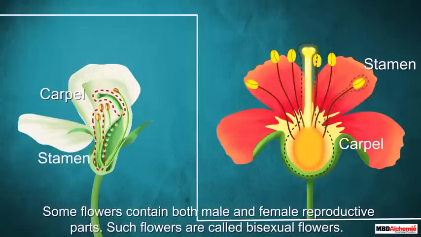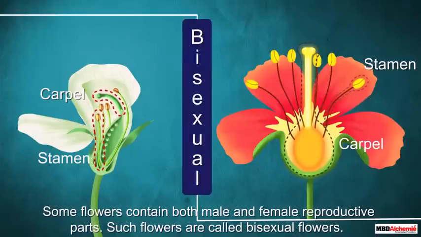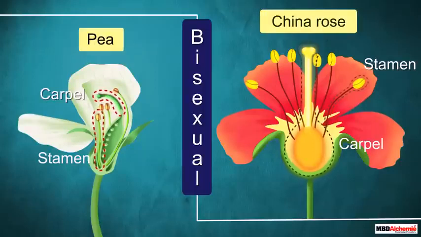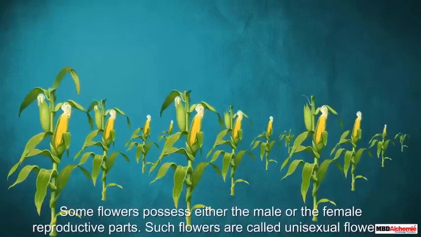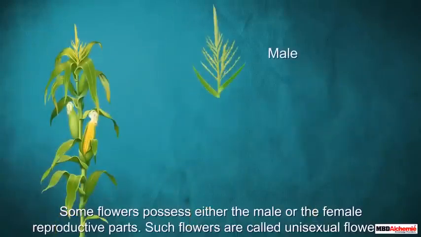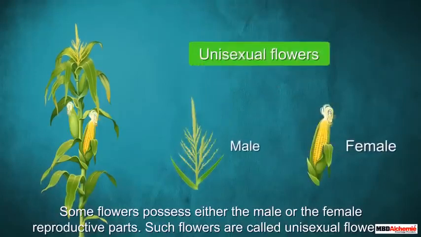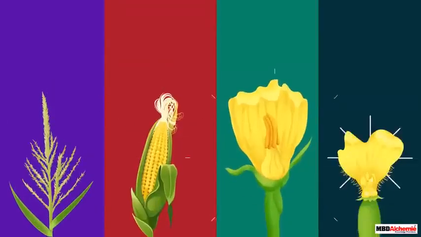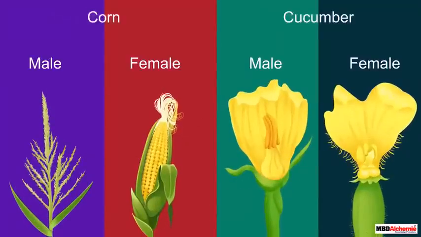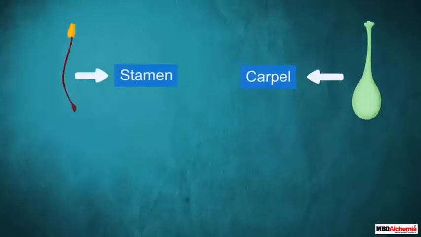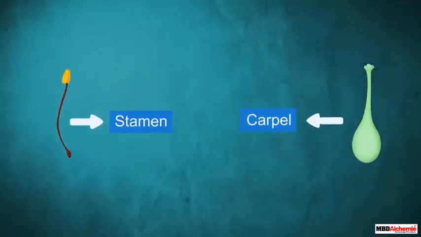Such flowers are called bisexual flowers. For example, pea, China rose, etc. On the other hand, some flowers possess either the male or the female reproductive parts. Such flowers are called unisexual flowers. For example, corn, cucumber, etc. Now let us know about the different parts that make up a stamen and a carpel.